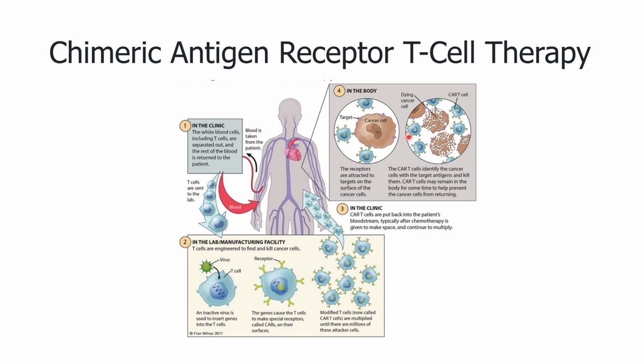As we know, stable transfection remains for a longer duration of time. So this CAR T cell will remain for a longer duration of time to prevent the returning of the cancer cells. In this way, immunotherapy, or more specifically chimeric antigen receptor T cell therapy, works. This is the basic idea behind chimeric antigen receptor T cells.